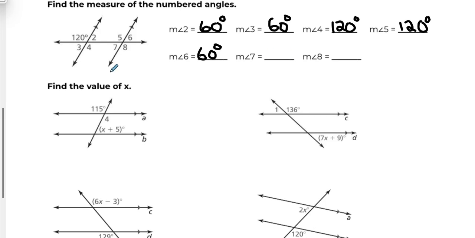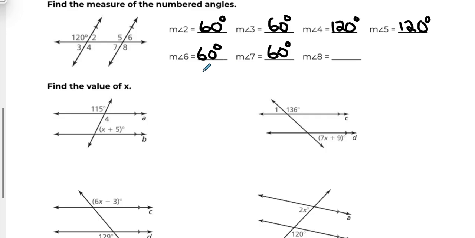And angle 7. All right, how do we find angle 7? Well, if we know angle 3, we know angle 7. Why? Well, if we take a second, we know that angle 3 and angle 7 are corresponding angles. They're in the same placement if I split this into two separate images. So angle 7 would be 60 degrees.